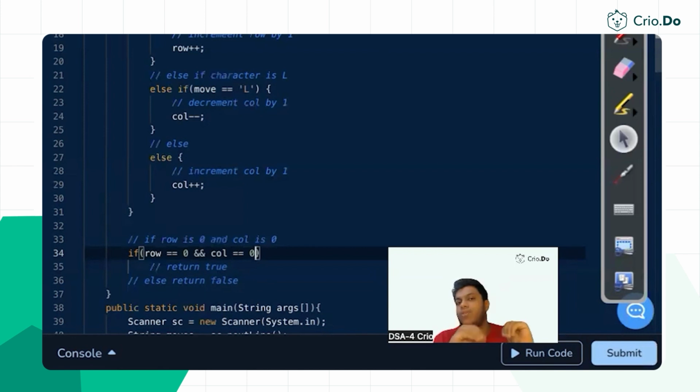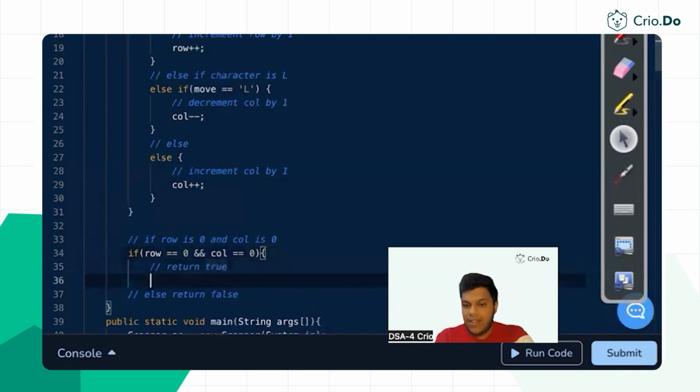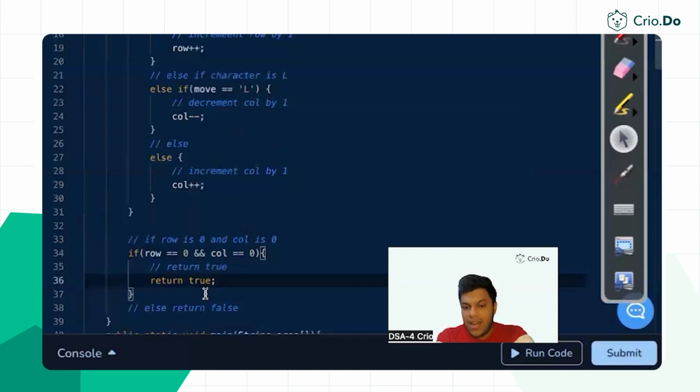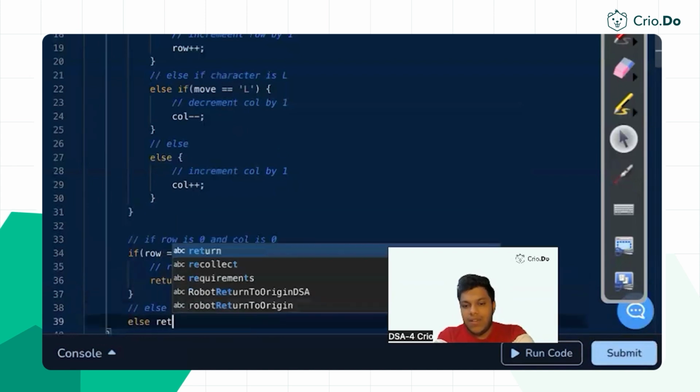It is not like if you are having row as 0, column as 5, or maybe row as -3 and column as 0, it is not the origin. You are only at the origin when both row and column reach 0 at the same time after the loop. And with that, we are saying that if it is, return true. Yes, that is what was expected. Otherwise, if it is not, then you can say return false.